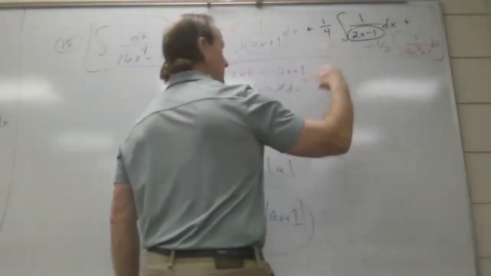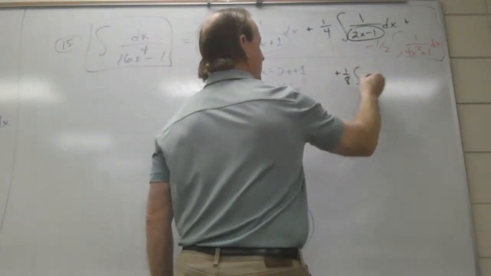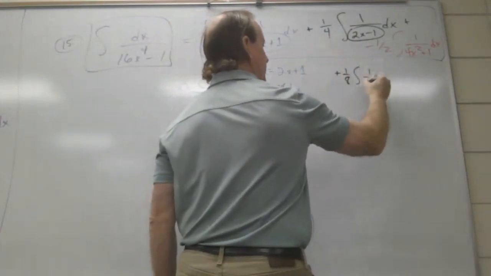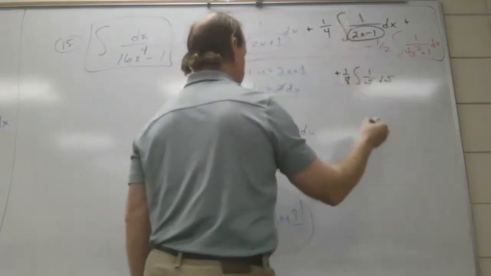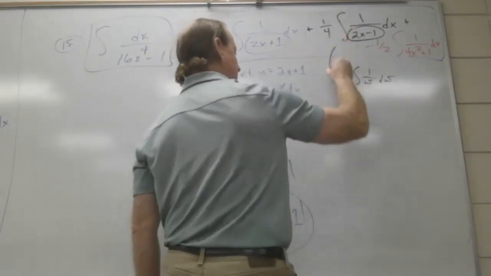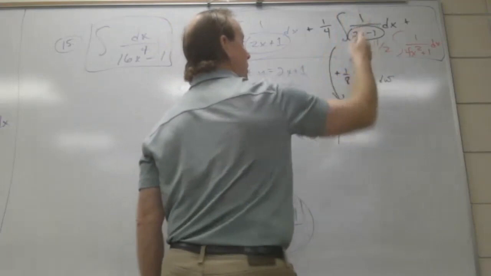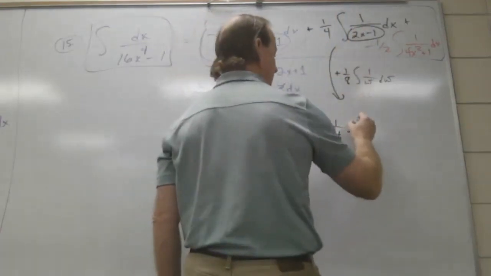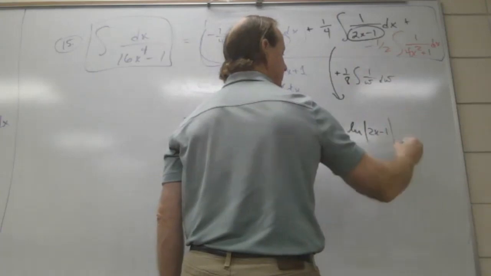So the reality of dw would be 1/2. So this would be 1/8, the integral of 1 over w dw. But anyway, just going through it, if I did it in my head and didn't do substitution, I might say, well, it's 1/4, and then 1 over that, that's natural log of the absolute value of 2x minus 1.